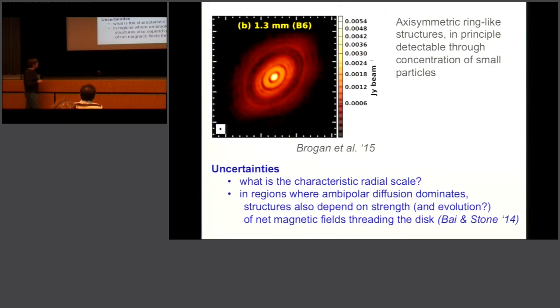Okay, now of course we have to show the HL Tau image at this point, because this is a way to produce axisymmetric features within disks. And so if we are thinking about ways one might be able to, in principle, produce axisymmetric features in disks without having planets, zonal flows are basically the only game in town. So zonal flows will lead to axisymmetric ring-like structures.